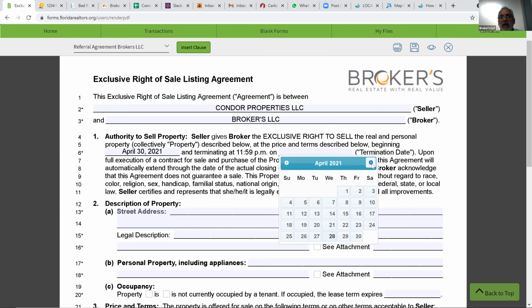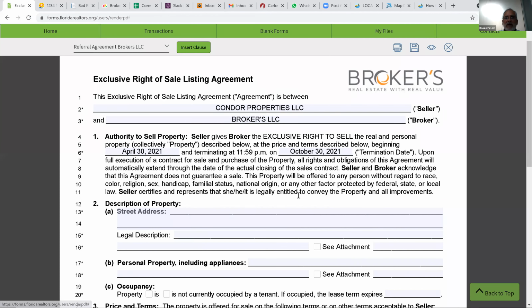Pencil. Okay. For May, there's more pages. June, July, August, September, October. There you have your 6 months. That will be the termination date of this listing.